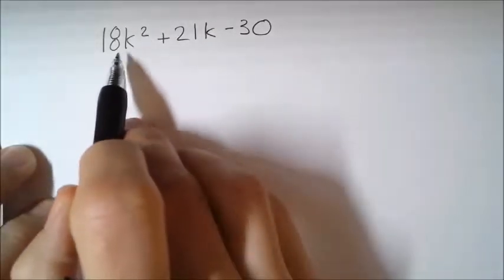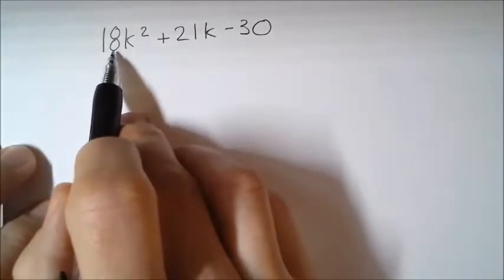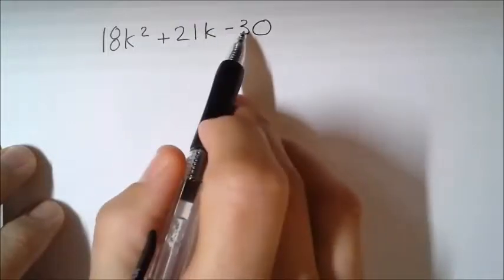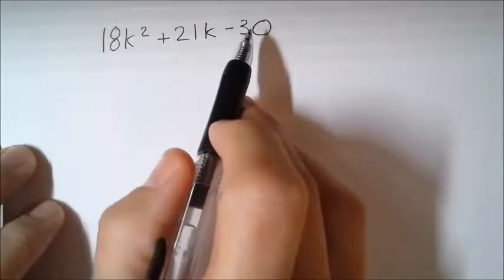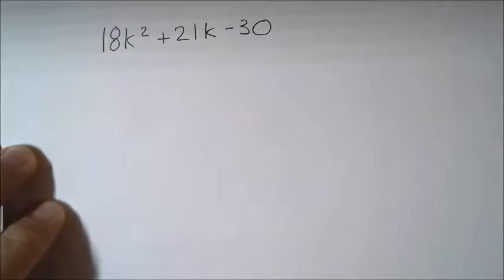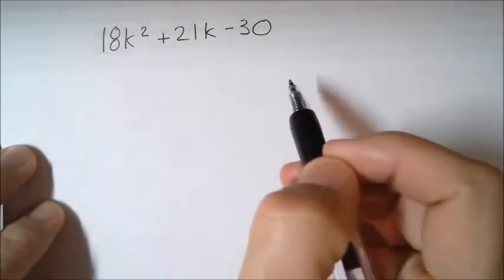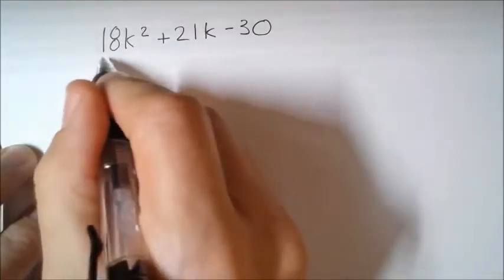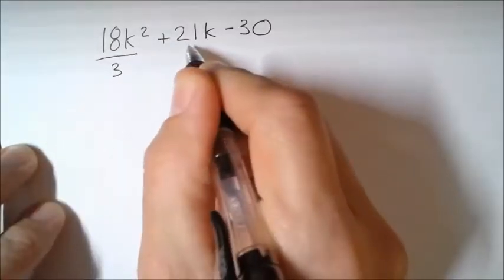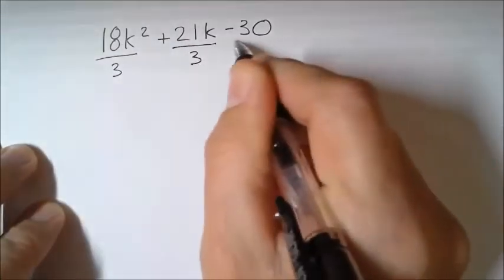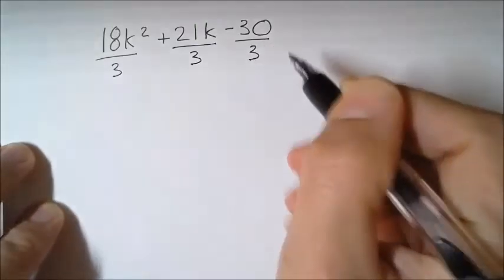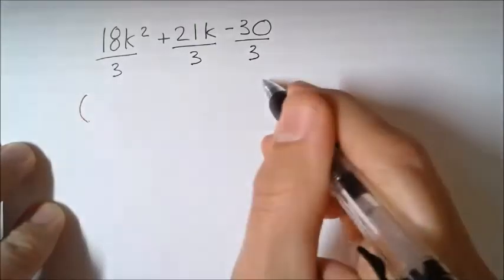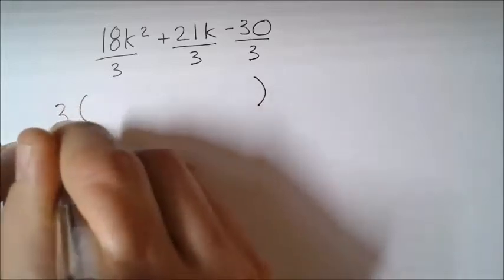I want you to think about what number could we take out of 18, 21, and 30. So what number do they all have in common? Now looking at it right away, I know, well, 3 can go into 30, 3 can go into 21, and 3 can go into 18. So I'm going to divide out a 3 on every one of these terms, and then I'm going to place it outside of my parenthesis.